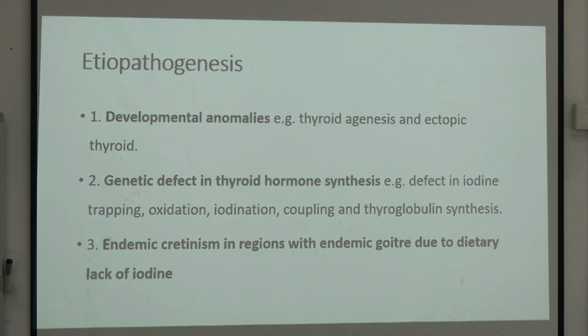Pathogenesis. Developmental anomalies, for example thyroid agenesis and ectopic thyroid; genetic defect in thyroid hormone synthesis, such as defect in iodine trapping, oxidation, iodination, coupling, and thyroglobulin synthesis. Endemic cretinism occurs in regions with endemic goiter due to dietary lack of iodine.